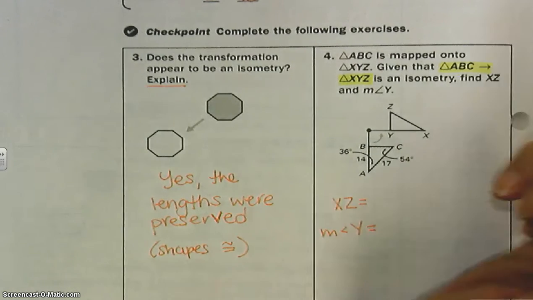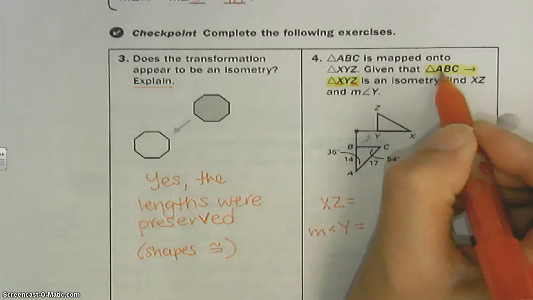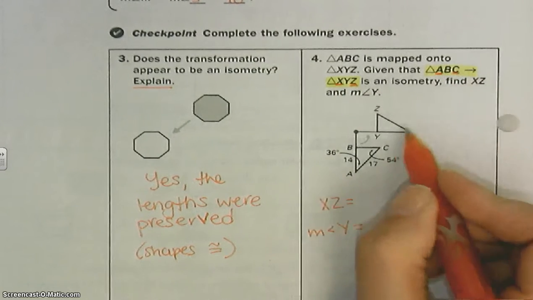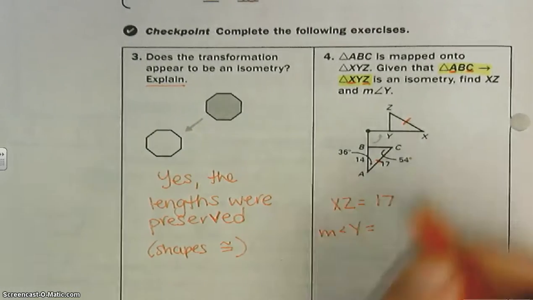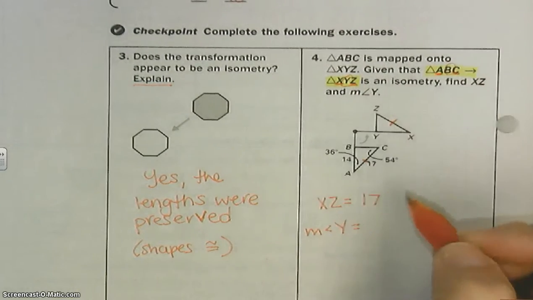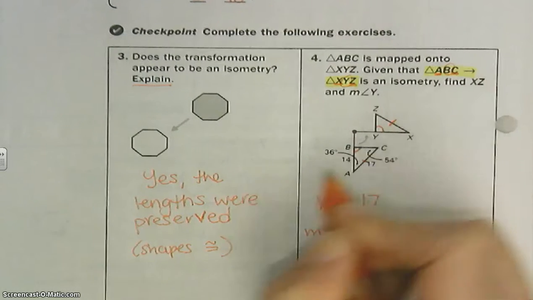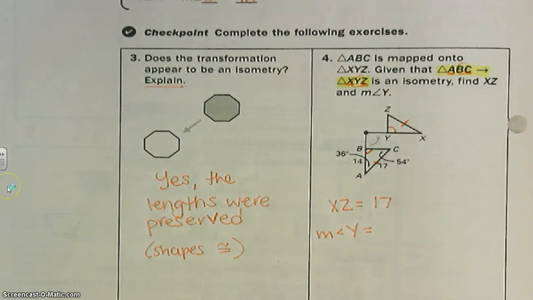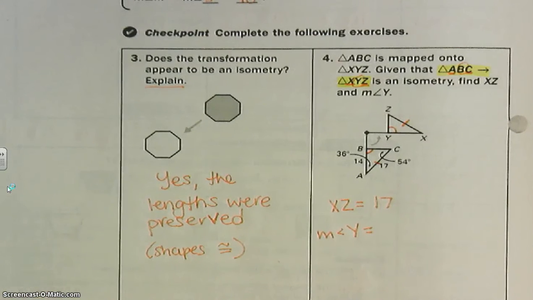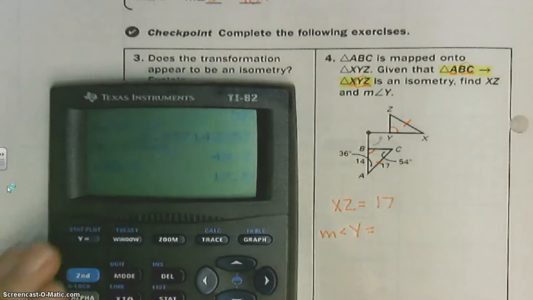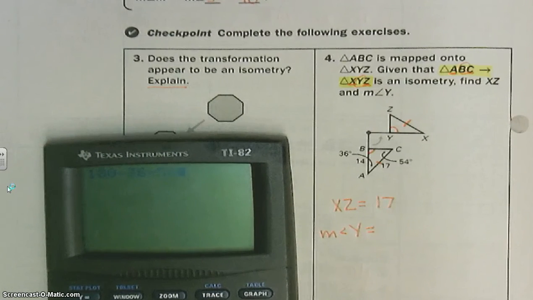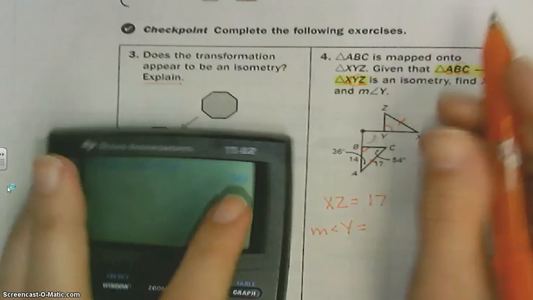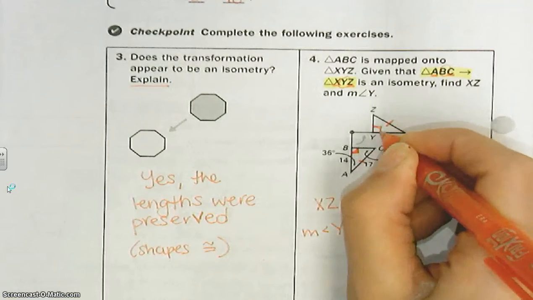Now here, let's see, I want to find xz, so that goes with AC. xz and AC are both 17. Angle y goes with angle B. Oh no, I don't know what angle B is. Well, you could assume, or you could actually figure it out, because I know there's 180 degrees in a triangle. So, let's see, 180 minus 36 minus 54, 90 degrees. So angle B is 90, which means angle Y is 90.